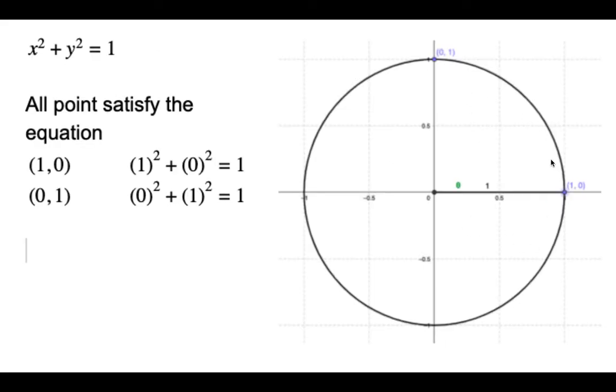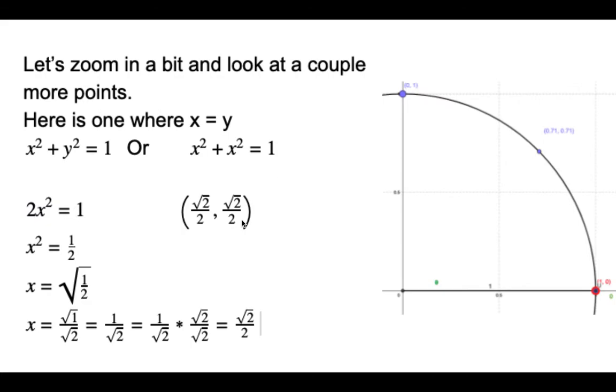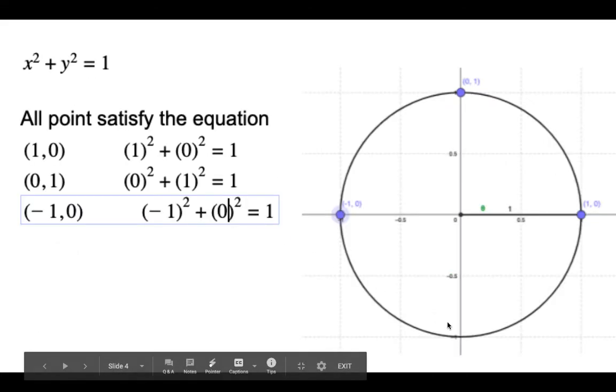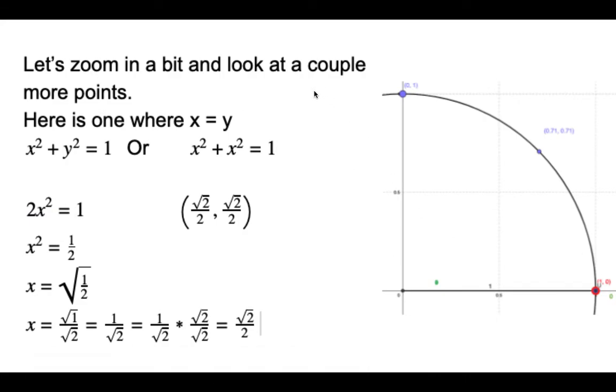And we can continue all the way around the circle. We can do all the easy ones. So it doesn't matter whether I plug in that 1 for y or for x, it's going to work. And even when 1 is negative, because negative 1 squared is also positive 1, so that works. And that's true for all points, including that one down there. Let's zoom in a little bit and look at some more points.